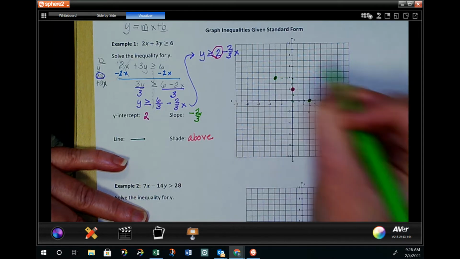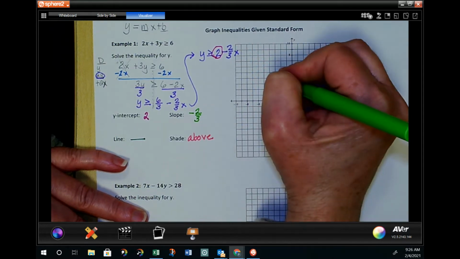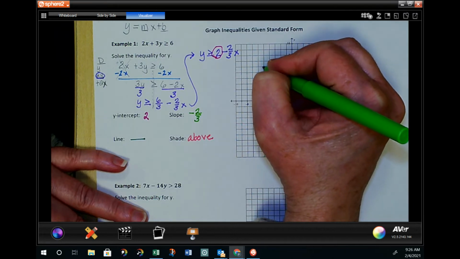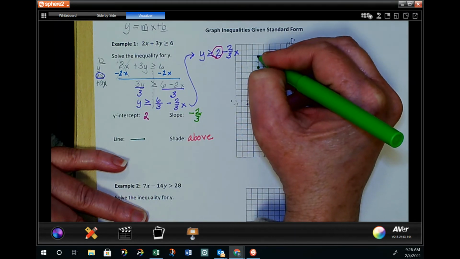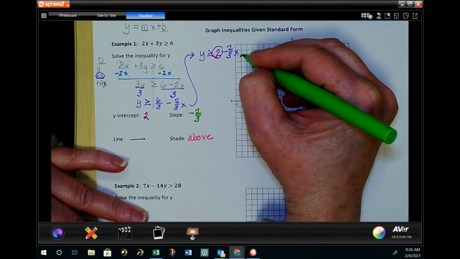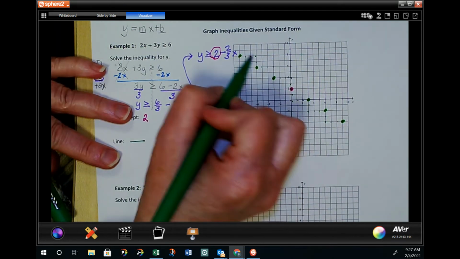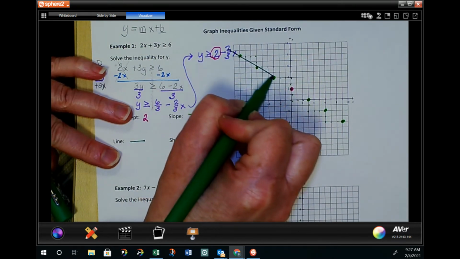1, 2, 3. And notice it's still going to follow that pattern. I'm going to go up 2 and to the left 3, up 2, 1, 2, 3. And now I've got that pattern. Now I'm going to connect my points and make a nice solid line.